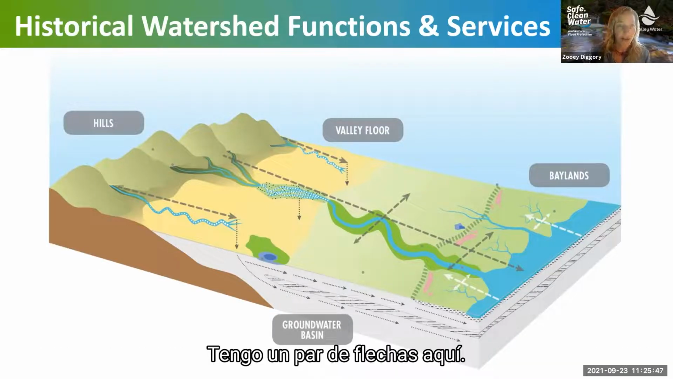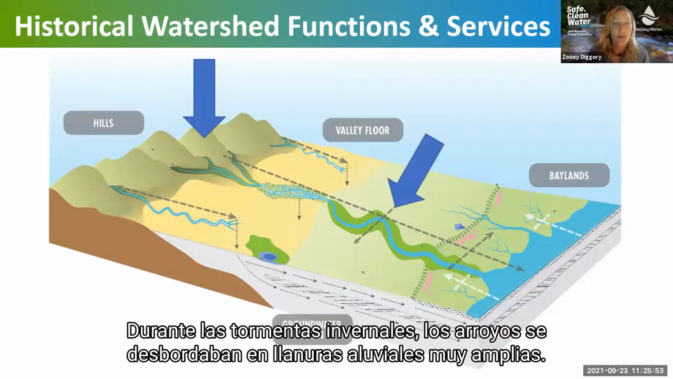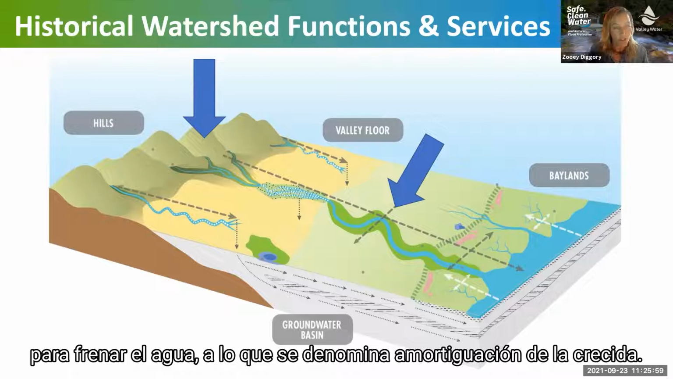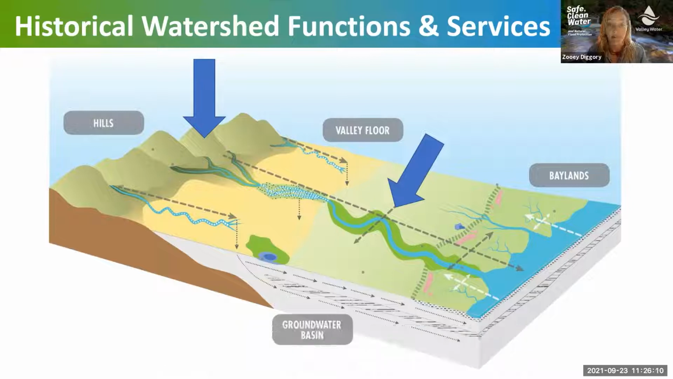So I think I've got a couple arrows here. If someone can, there we go. So there's our hills and our runoff into our creeks. During winter storms, creeks would overflow onto very wide floodplains. And this slowed the water down, which is referred to as flood attenuation. And it deposited the fertile soils that created what became referred to as the Valley of Heart's Delight.